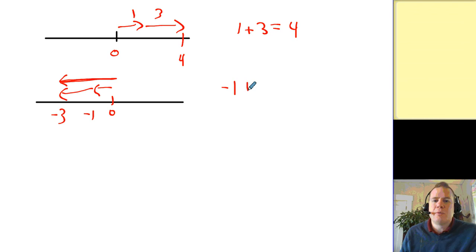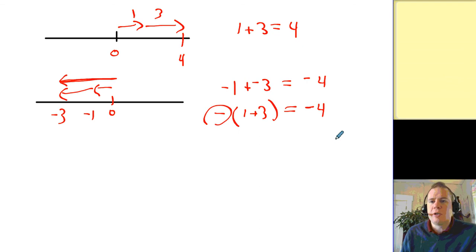-1 plus -3, for in that negative direction. I can actually think of it as factoring out that negative. We'll get to factoring formally in a little while. I'm recognizing both of these are negative, so that total is negative.